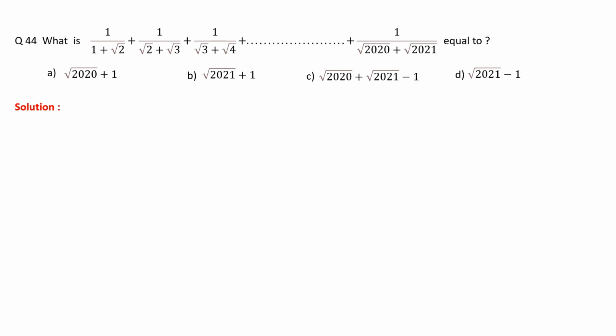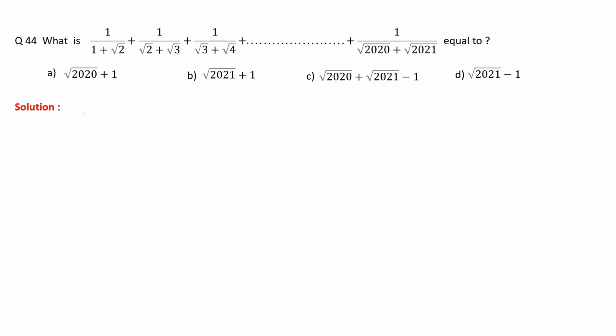The question says what is the value of 1 upon 1 plus root 2 plus 1 upon root 2 plus root 3 plus 1 upon root 3 plus root 4 and so on up to 1 upon under root of 2020 plus under root of 2021. Now to solve this question, there are two ways. Either you rationalize all of these terms and then add them, or the second way is we will be defining the general term of this series and then we'll be rationalizing it and finding the sum.